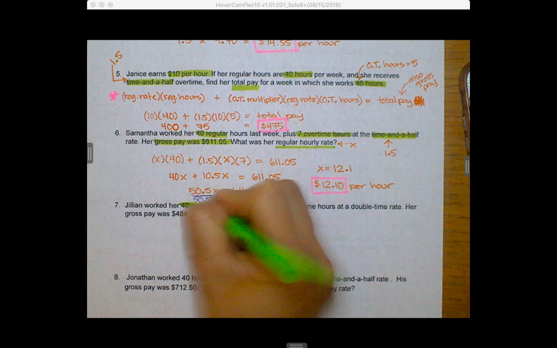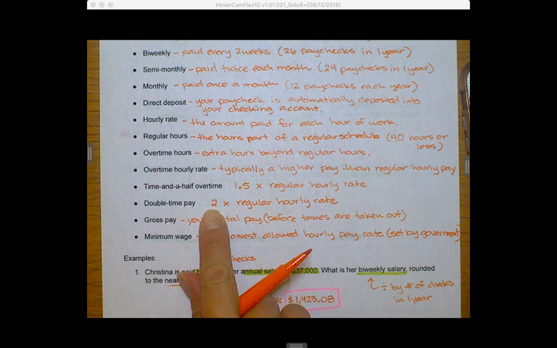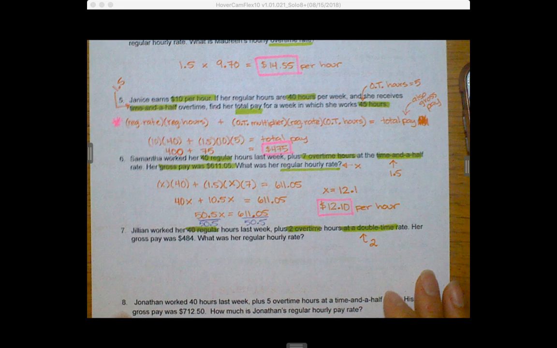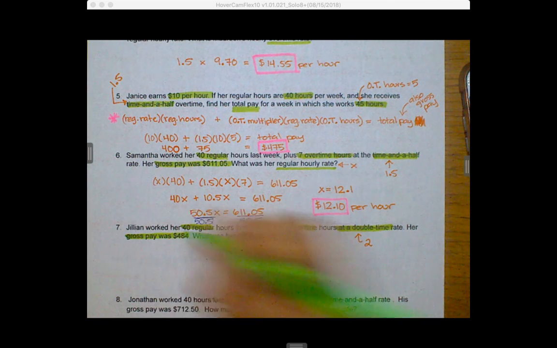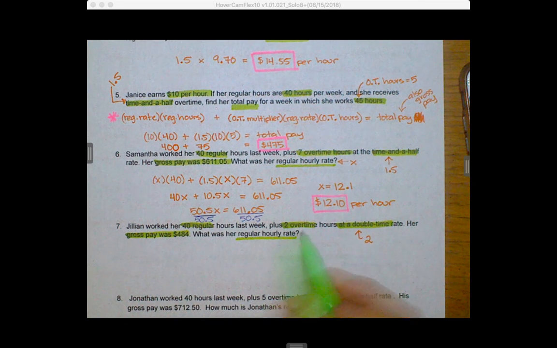So let's take a look at number 7. Okay, so number 7 says Jillian worked 40 regular hours. So it's giving us her regular hours plus 2 overtime hours at double time rate. Okay, so if it's double time, we're not going to use 1.5. Remember, our multiplier for double time, if we look over at the front, double time was multiplied by 2, right? Okay, so we're going to make sure we use 2 for our multiplier. Okay, her gross pay was $484. What is her regular hourly rate?